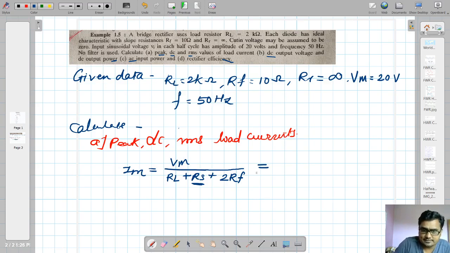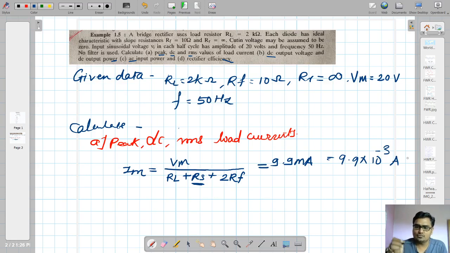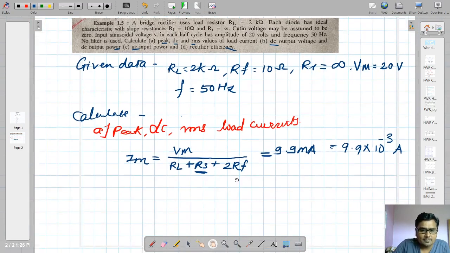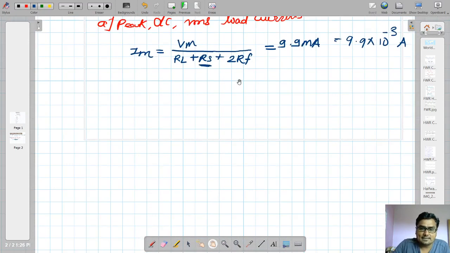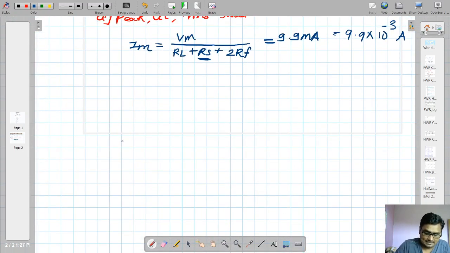9.9 milliamperes. It means I am getting 9.9 multiplied by 10 raised to minus 3 amperes on the screen of my calculator. So 10 raised to minus 3 means milli, I am writing 9.9 milliampere. So this is what I am getting. Now next job is to calculate DC and RMS values.